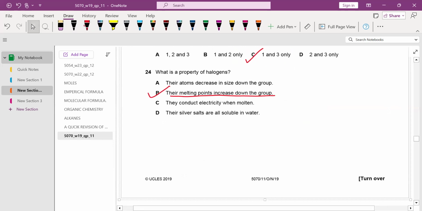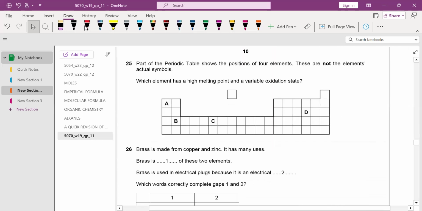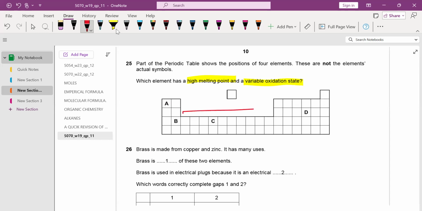Then question number 25. Part of the periodic table shows the position of four elements. These are not the elements' actual symbols. Which element has a high melting point and a variable oxidation state? When you read these two properties, the elements that click into your mind are the transition elements, and they are between group 2 and group 3. So this is the row for the transition elements. Option C is correct for question number 25.